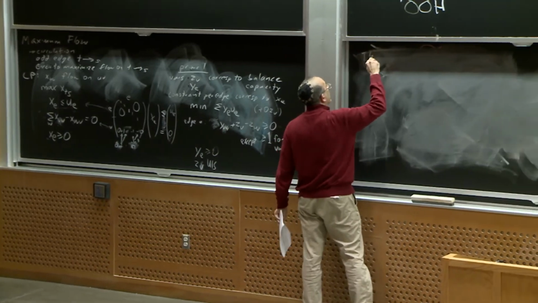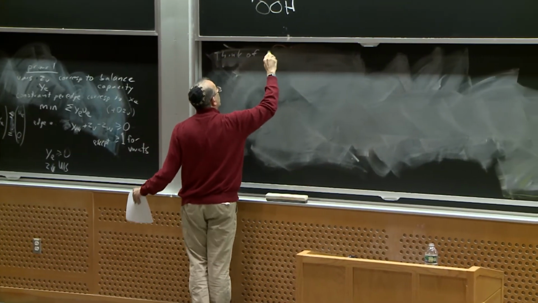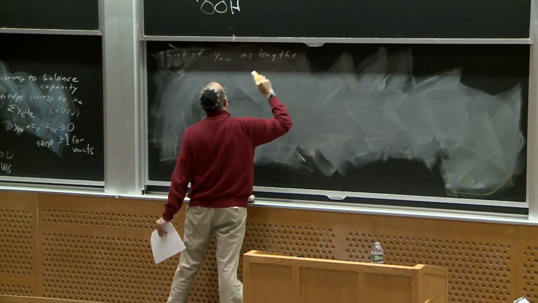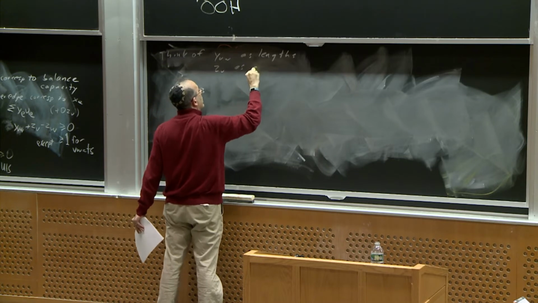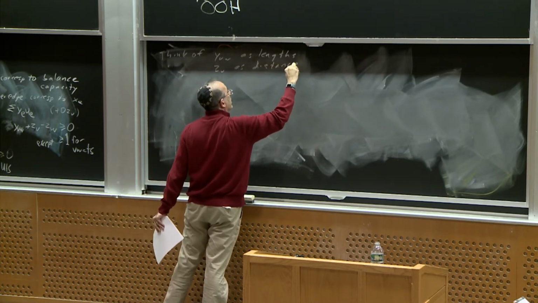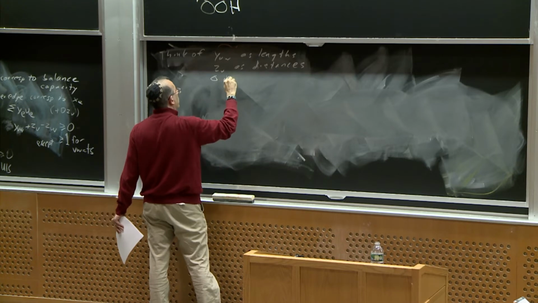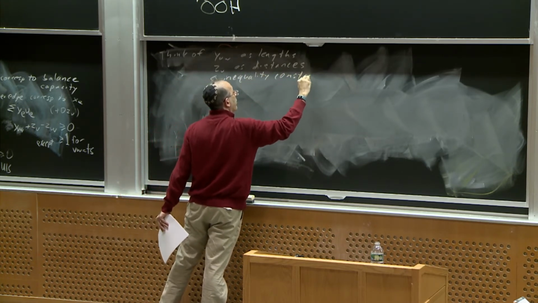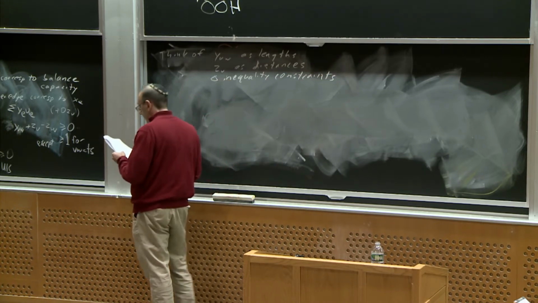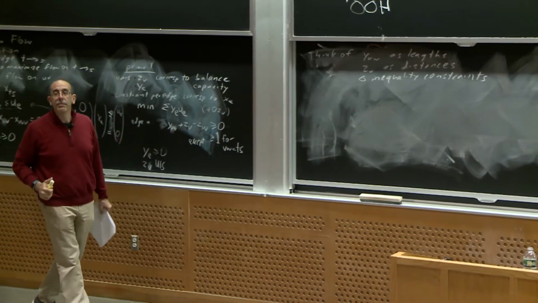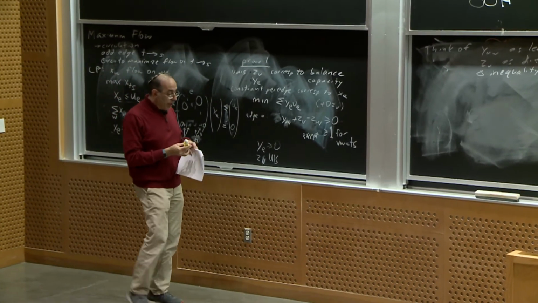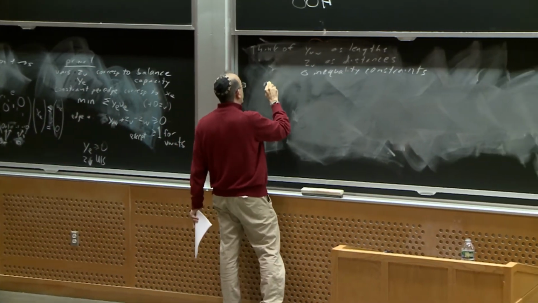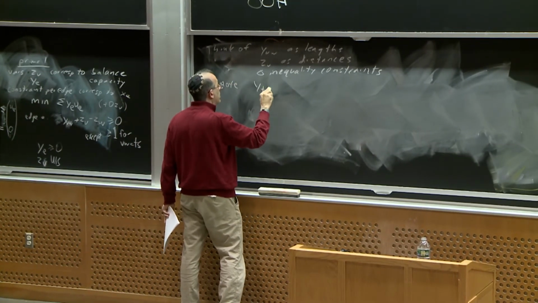So we can think of the YVW as lengths and the ZV as distances. And then we have triangle inequalities as the constraints, right? Now we can observe a few extra things about this. First of all, what can I say about YTS?